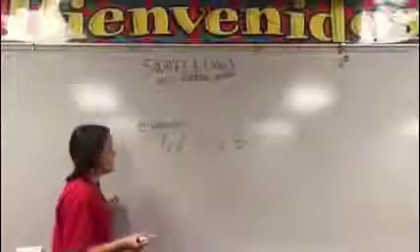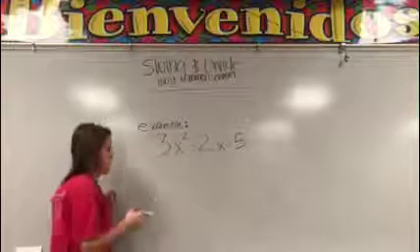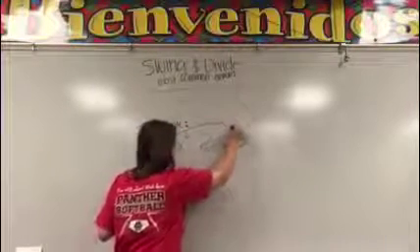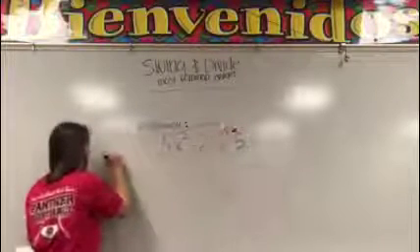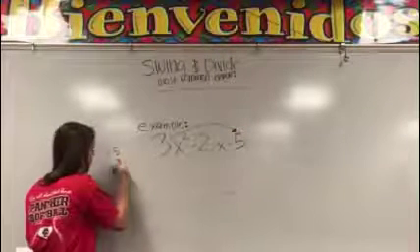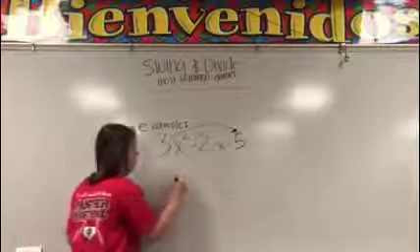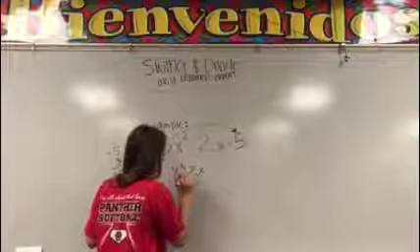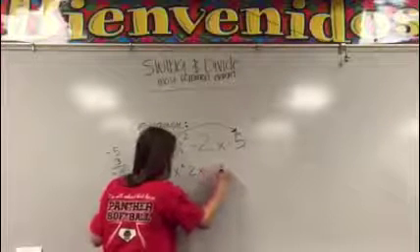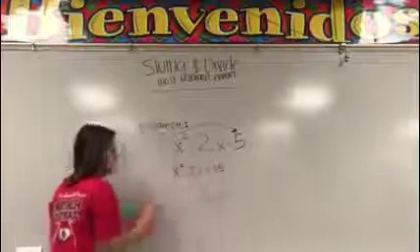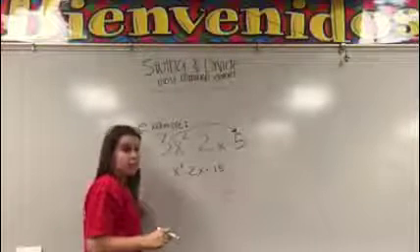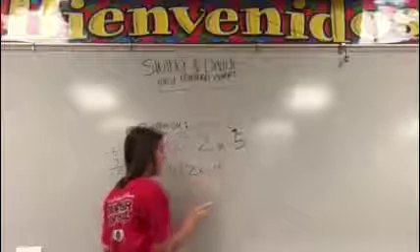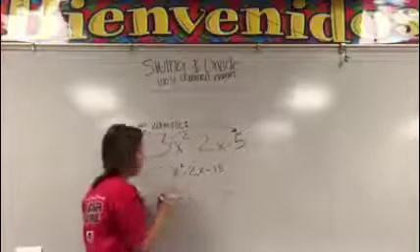When dealing with swing and divide, you want to take this number, swing it to this negative 5, and multiply. Negative 5 times 3 is negative 15. Then you want to rewrite your equation as x squared minus 2x minus 15. Once you have this equation, you want to find two numbers that multiply to negative 15 and that add up to negative 2.